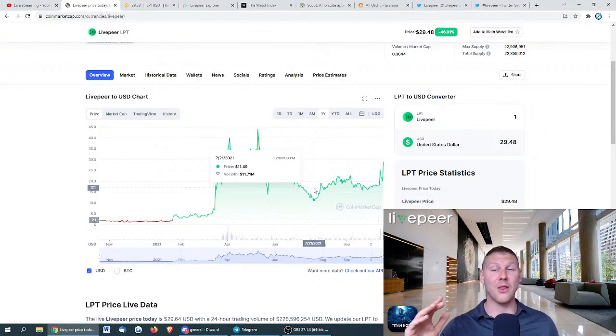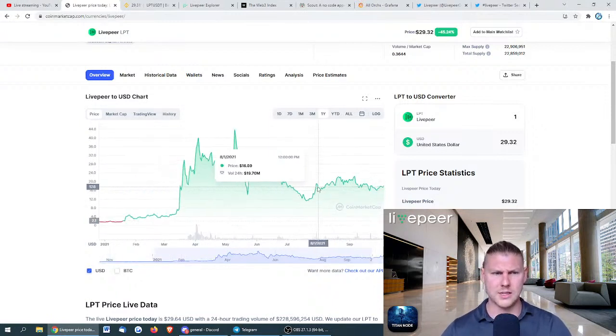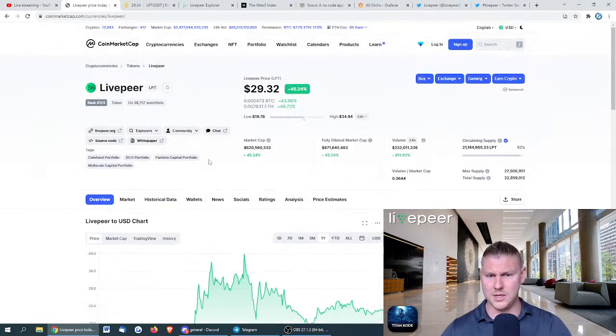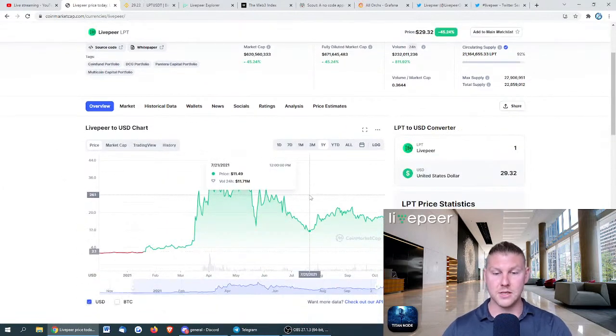Full disclaimer, by the way, I am a Livepeer orchestrator. You can delegate to the Titan node orchestrator, but you would have done really well if you bought Livepeer back then and are still holding some bags. So yeah, and it's still a micro cap. I mean, we're only at 620 million and number 120 on CoinMarketCap. So yeah, it's done really well.